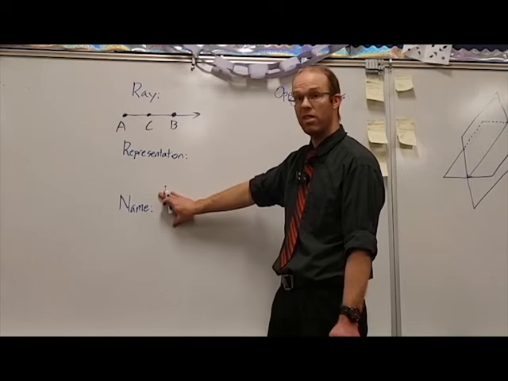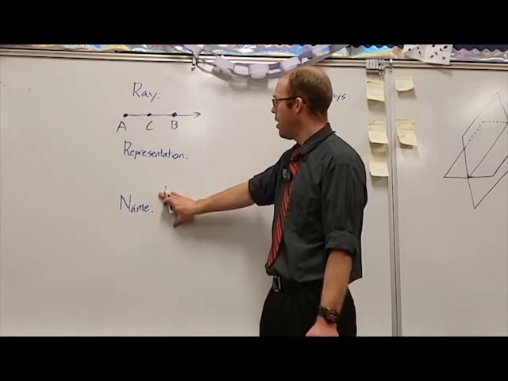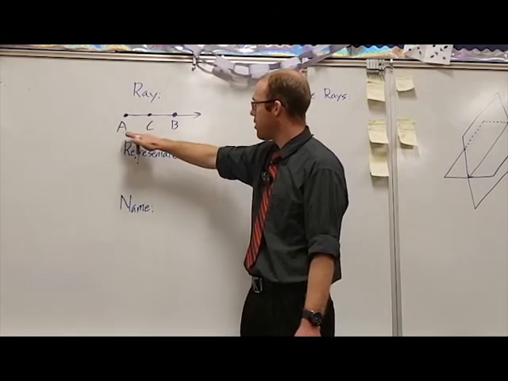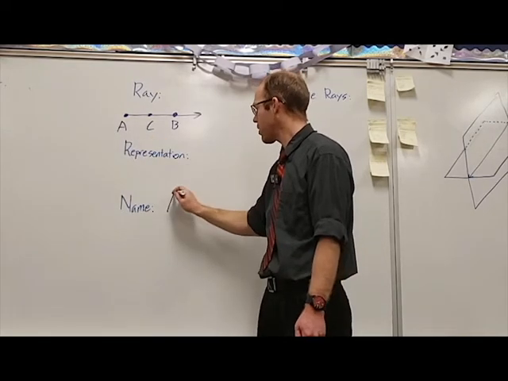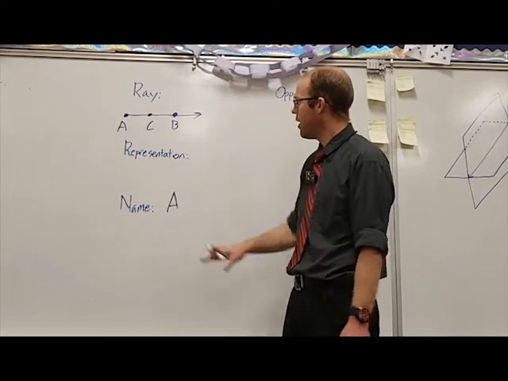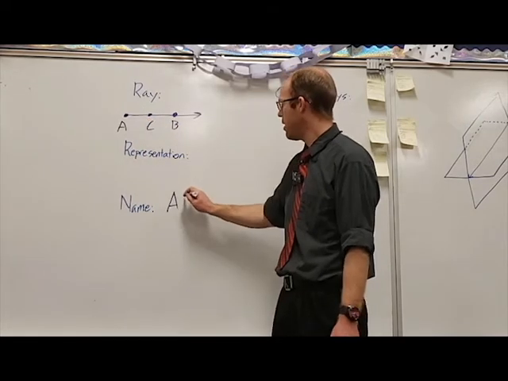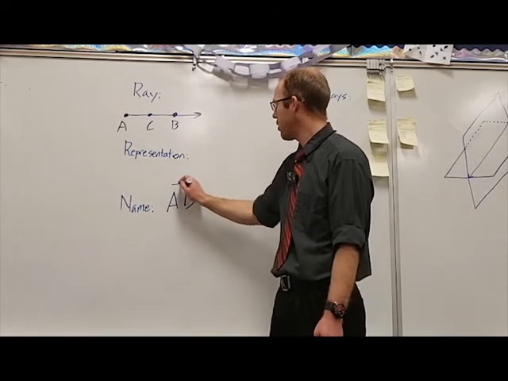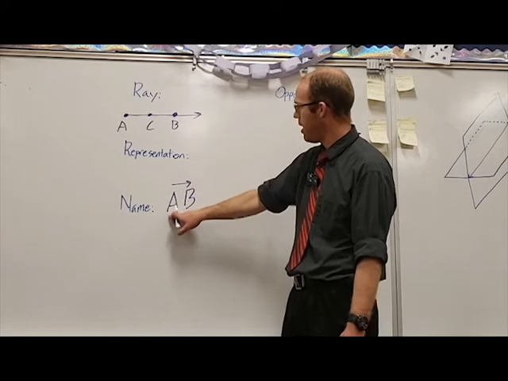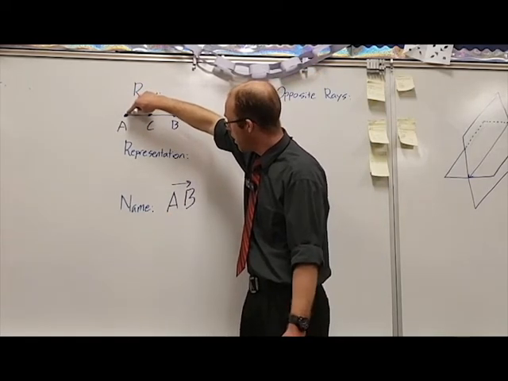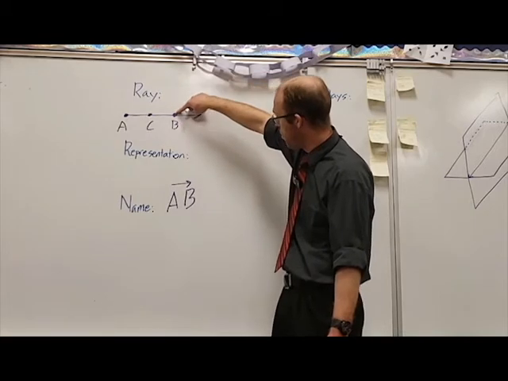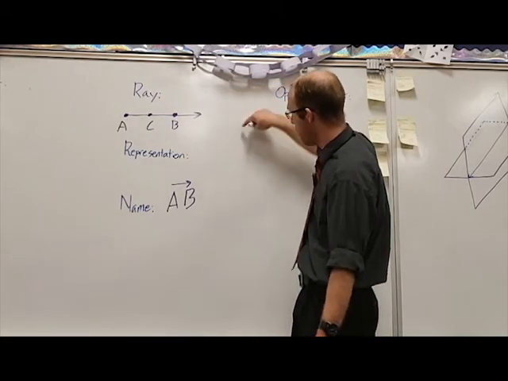This is the pickiest of the names. When we are naming a ray, we must start with the endpoint of that ray. So I have to start with A. I then choose another point on the ray, which tells us the direction that it goes. So this name would be AB, signifies that we start at A, and our line goes towards B, through B, and continues in that direction.